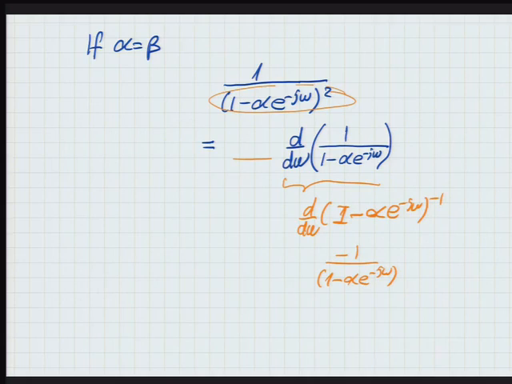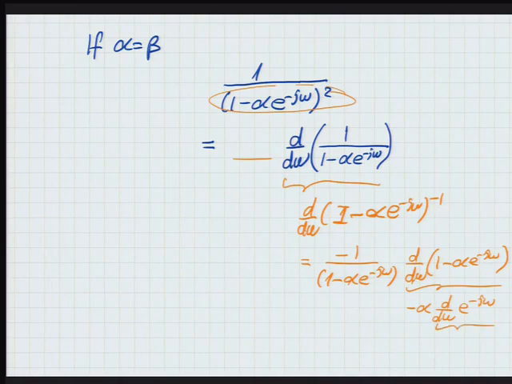Yeah, it's a composition of two functions. Now I have to take the derivative of 1 minus alpha e to the negative j omega with respect to omega. So I still need d by d omega of 1 minus alpha e to the negative j omega, and 1 doesn't do anything. I get negative alpha d by d omega of e to the negative j omega. And that just contributes a factor of negative j.